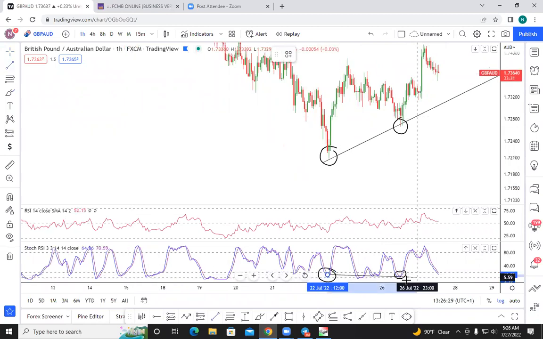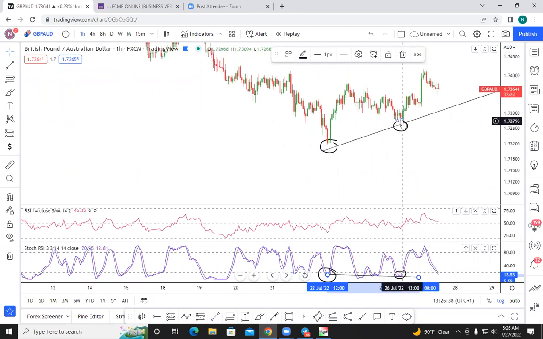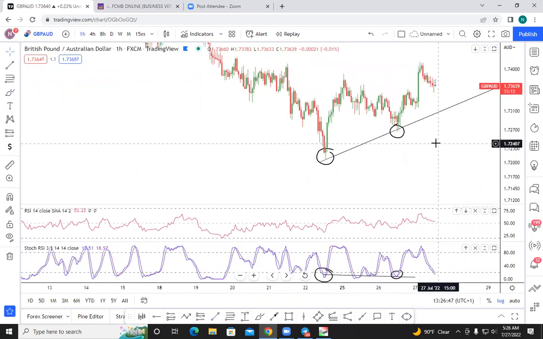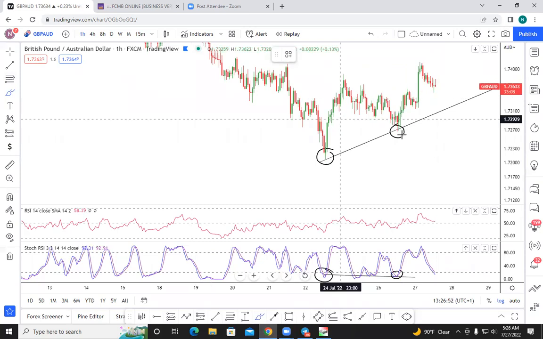A lower low. What do you notice here? A higher low. You are noticing a higher low on the price, and a lower low on the stochastic RSI. This is what is called bullish hidden divergence. And that is what proved that this move to the upside is going to come.